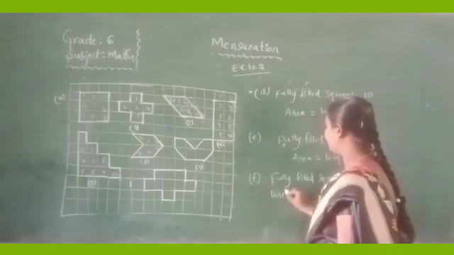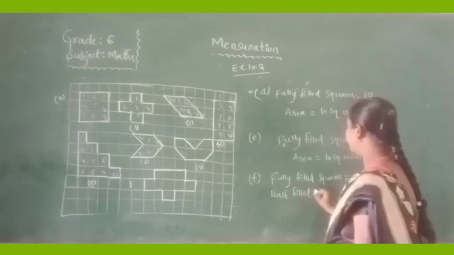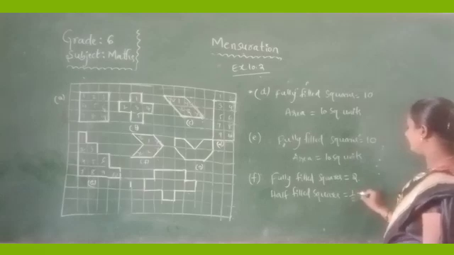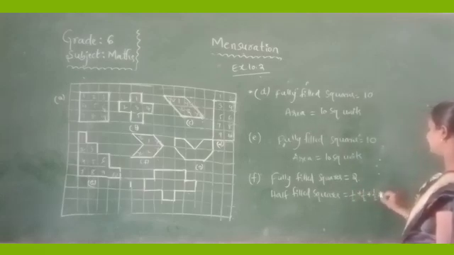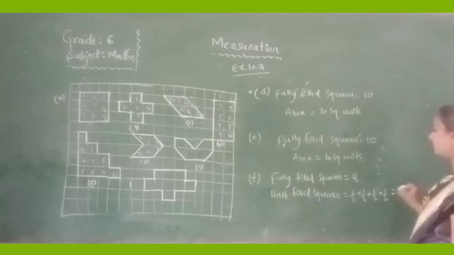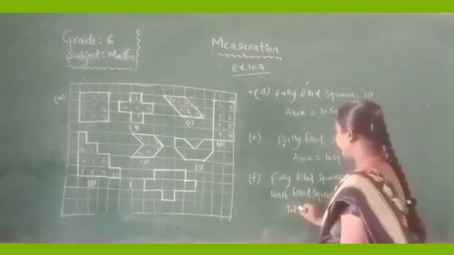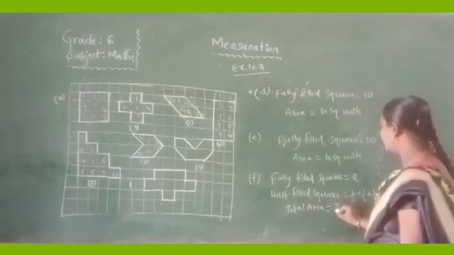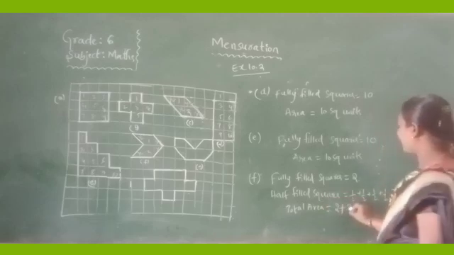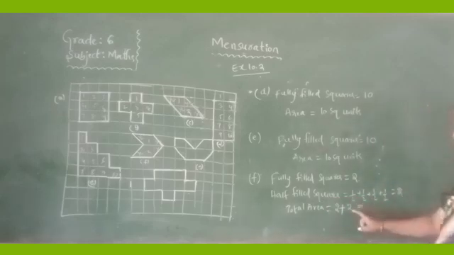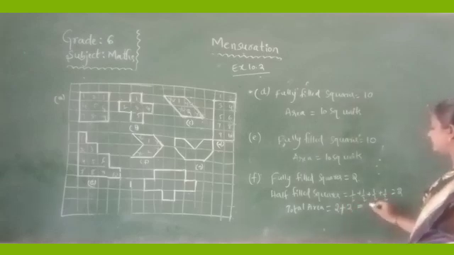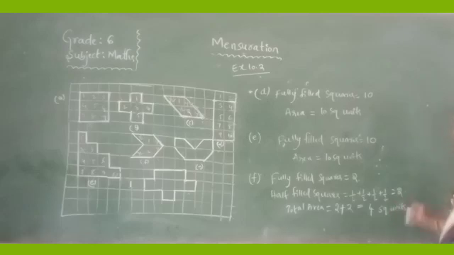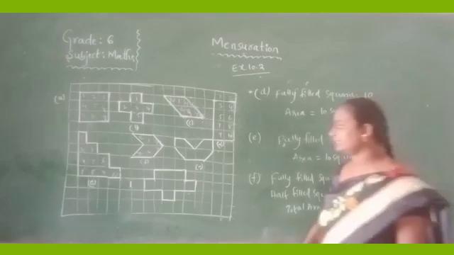Half filled squares are 4 halves, that is equal to 2. Then total area is equal to 2 full squares plus 4 half squares, which is 2. So 2 plus 2 is equal to 4. What is the total area here? 4 square units.